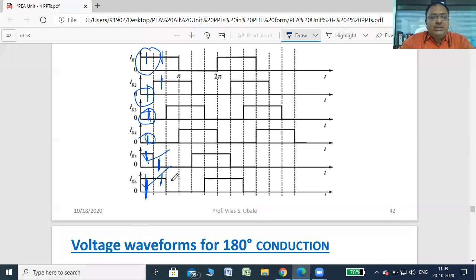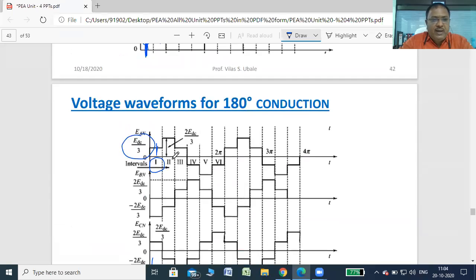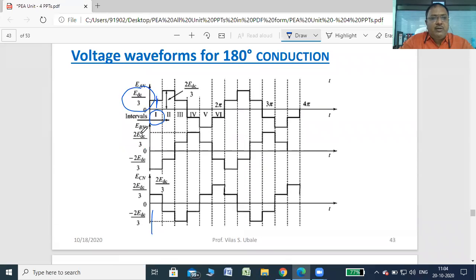Okay, so in this second interval, S1 is on, S2 now turns on, S6 remains on, but S5 turns off, right? This time we can check here the voltage, that is the A voltage is equal to twice EDC by 3, right? Then the voltage at phase B is equal to minus EDC by 3 only, and here in ECN it will be equal to minus. So the B and C voltages are the same, but the phase A voltage is twice EDC by 3.